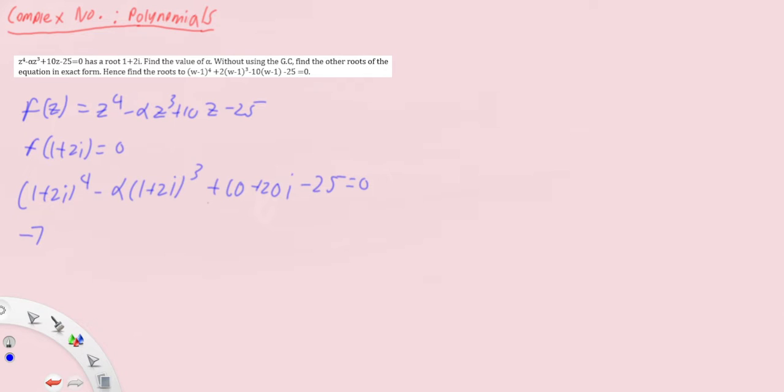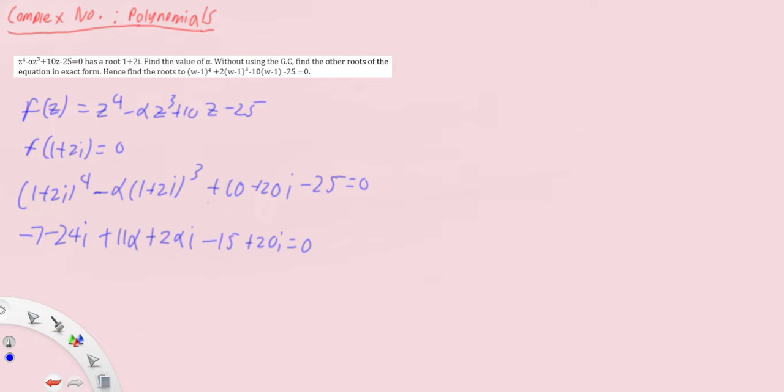If it's, let's say, a square root, then you need to expand it manually using the binomial theorem. So for (1 plus 2i) whole thing power 4, we have minus 7 minus 24i. Then for (1 plus 2i) cubed, we have minus 11 minus 2i. So I'm just going to combine the minus inside. I'll get plus 11 alpha plus 2 alpha i. Breaking this down, I get minus 15 plus 20i.